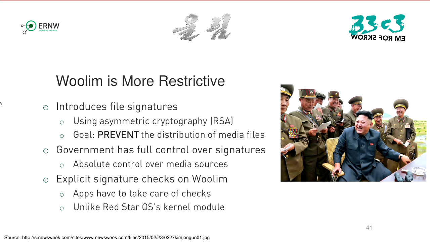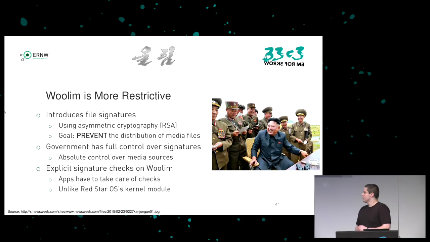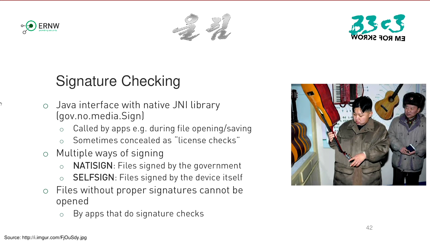What should be noted here is that compared to RedStar, which had just implemented the most functionality into a kernel module that just hooked the system calls, in Woolim, all of this is explicit. So each and every application has to do its own signature checks. It's not the operating system itself that provides this functionality. The operating system is just providing a library, but each and every application is responsible for the signature checks.